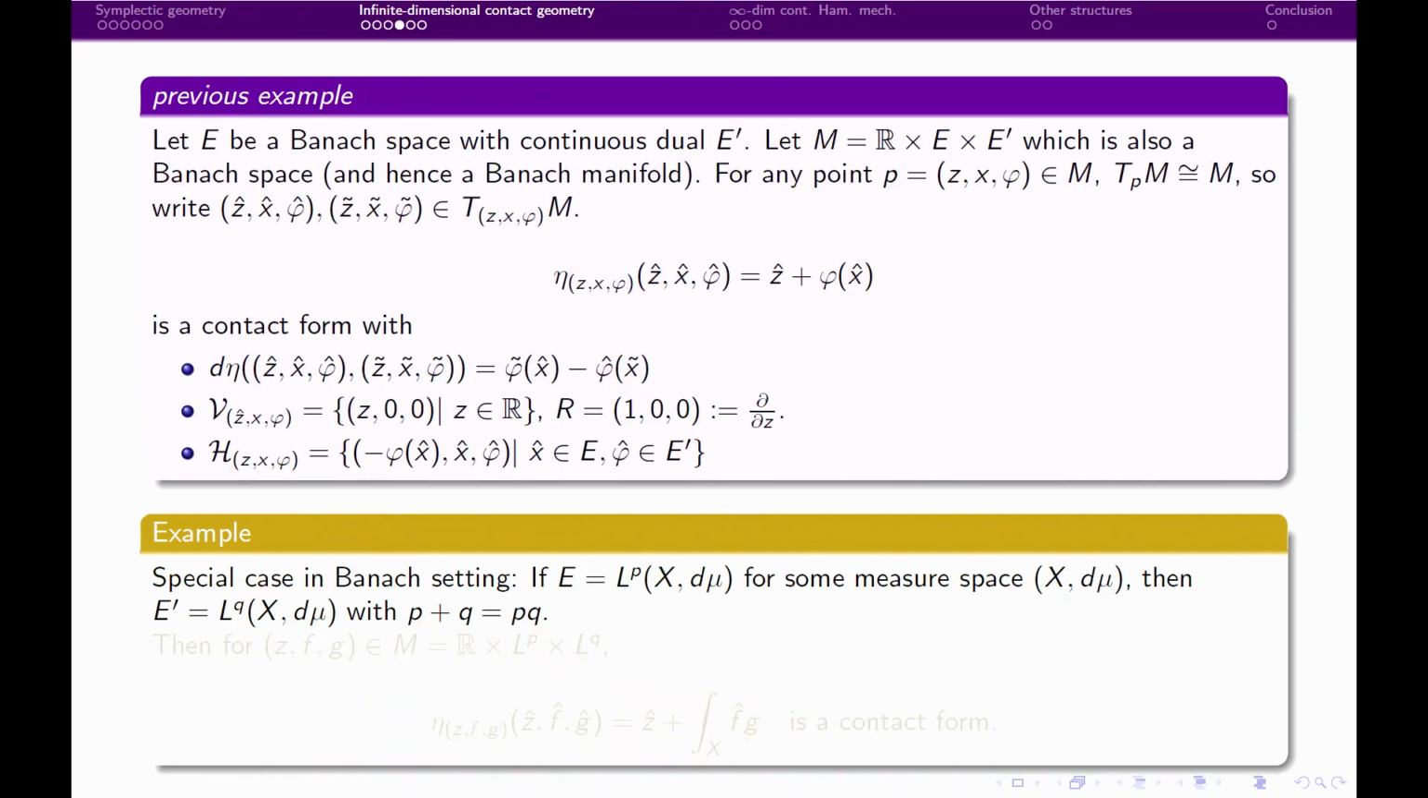And then we have a special case of the previous example as well. So if in particular E is an L^p space, for some measure space, then E prime is an L^q space with 1/p + 1/q = 1. And then we can write down this expression for the contact form, which is just this, but written in a slightly nicer way.